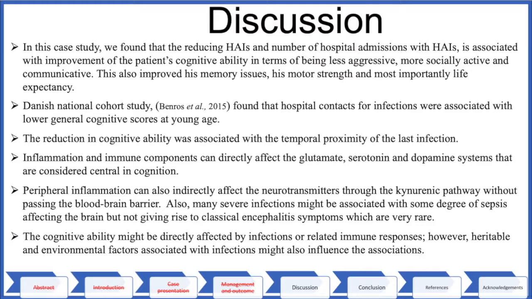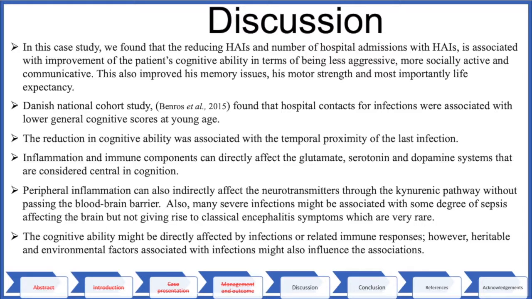So I was looking at the literature to see if something could support this finding. There was a Danish national cohort study done in 2015, which said hospital contacts for infections were associated with lower general cognitive scores in young age. This study was done in normal people; because they were having these infections and were continuously being admitted for whatever reasons, their cognition level was decreasing. Inflammation and immune components, which are a result of infections, can directly affect certain neurotransmitters in the brain that are considered central in cognition, which include glutamine, serotonin, and dopamine.